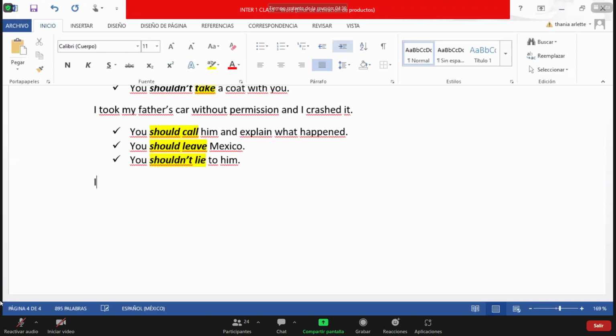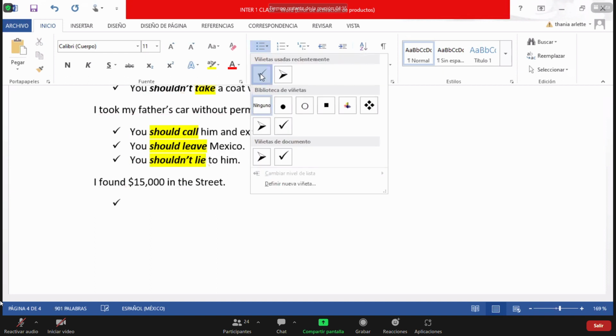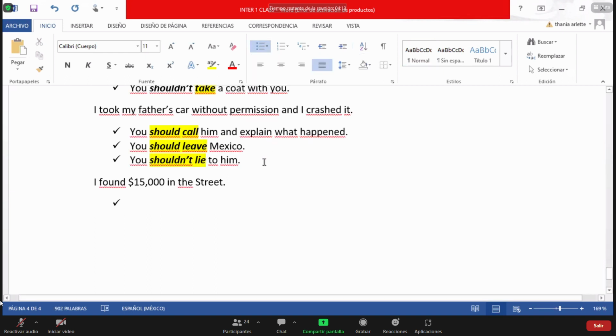In the next one, I found, this is in past as well as the previous one, 15,000 pesos in the street. I found 15,000 pesos in the street. Is it a good idea to go shopping? Yes, Alan, why not? I didn't have that money and now I have it. Okay, guys, Alan says yes.